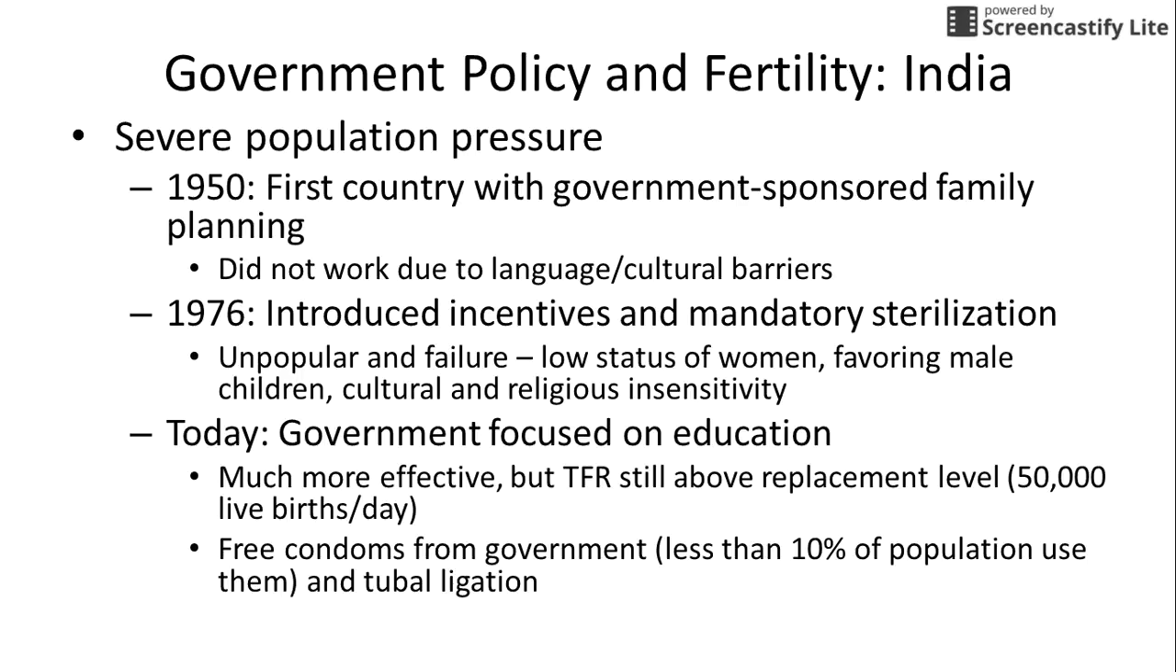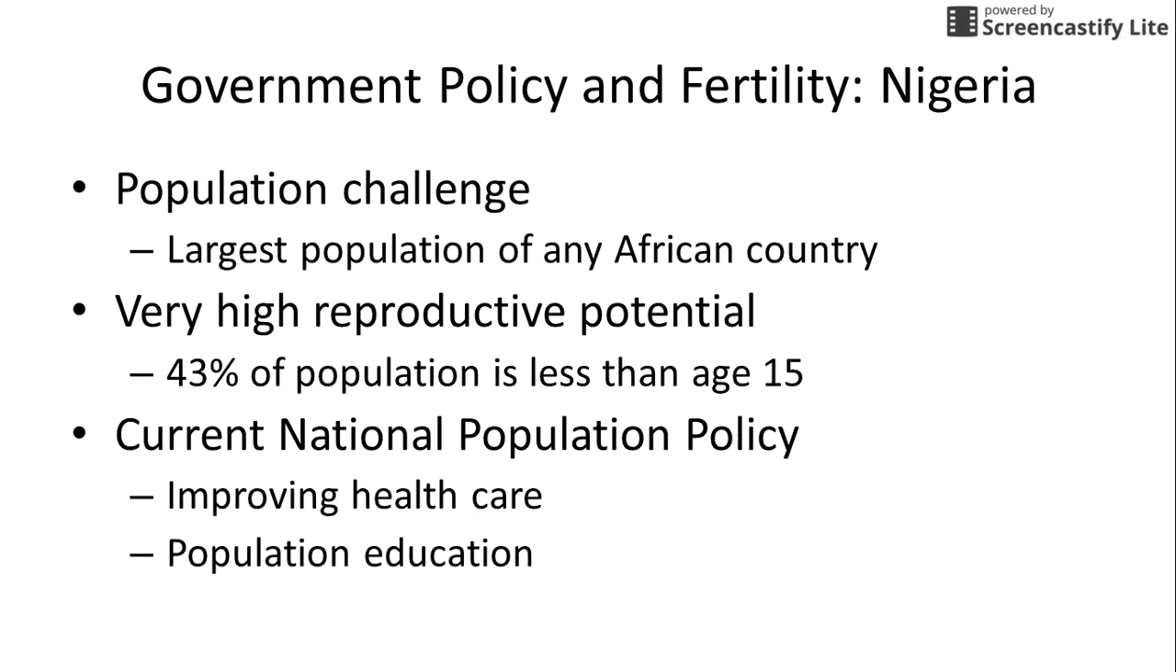In India, there's also a huge population. And so there is government sponsored family planning. They introduced incentives, sometimes mandatory sterilization as well. And now the government is actually focusing on education. They're giving away free condoms and tubal ligation, so getting your tubes tied. But still, total fertility rate is still above the replacement level, even though it is very effective.